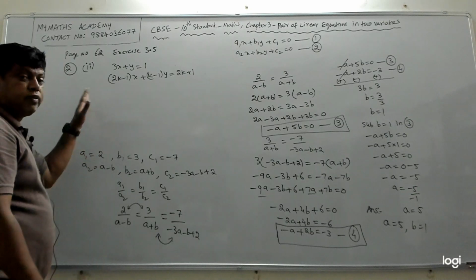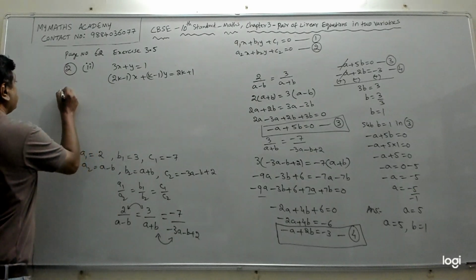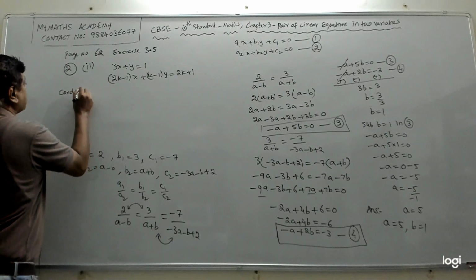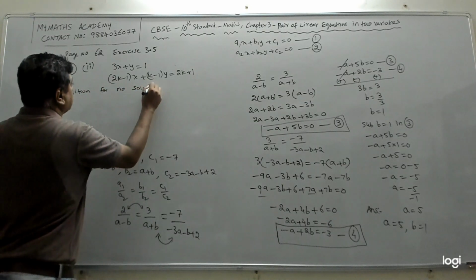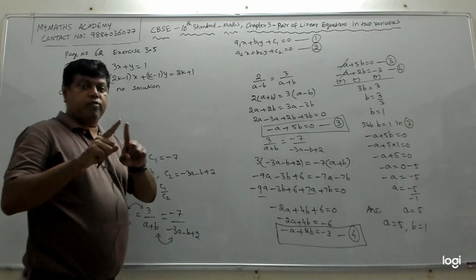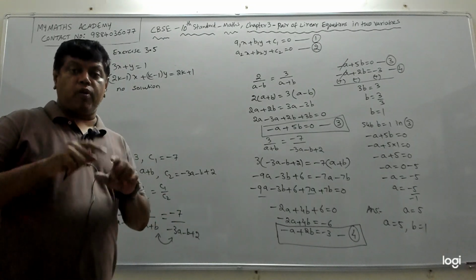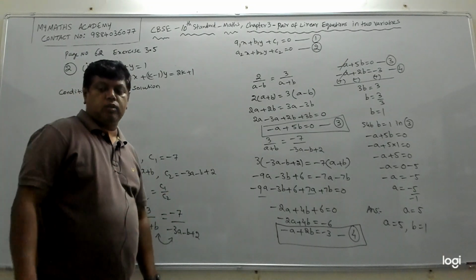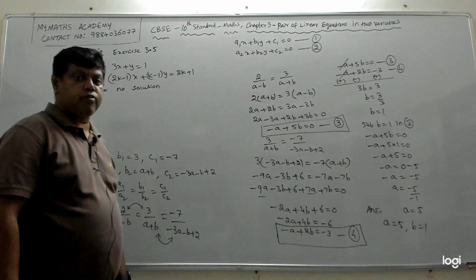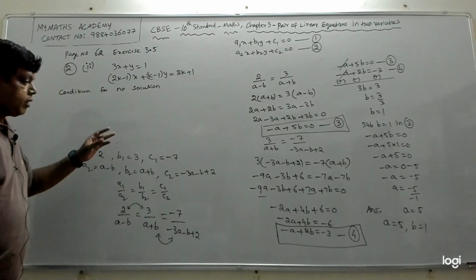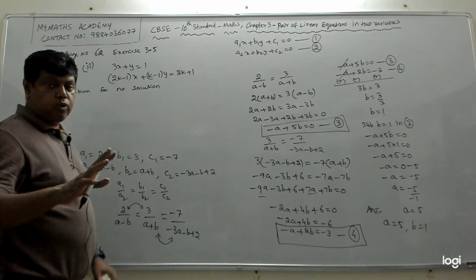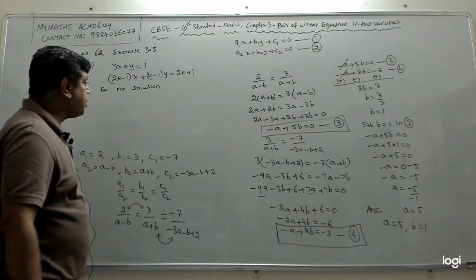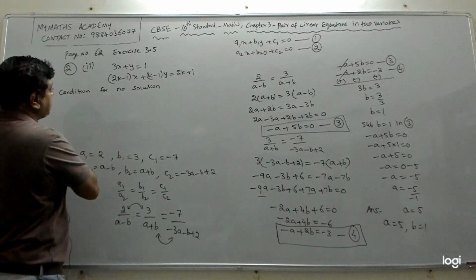So again we need to check for the condition for no solution. For that, we have to refer to table 3.4 on page number 46 in your textbook. The page number 46, table 3.4 in your textbook has the condition for no solution. I am writing the condition, I know it, but you need to know that condition. If not, please refer to that table 3.4 on page number 46.